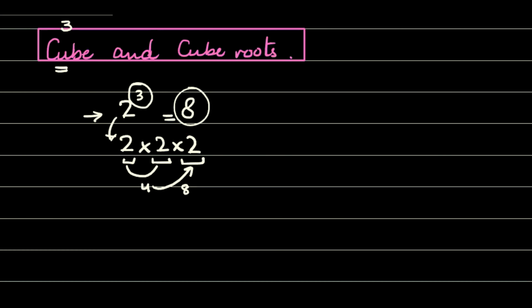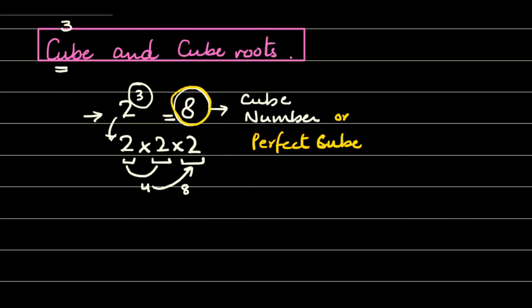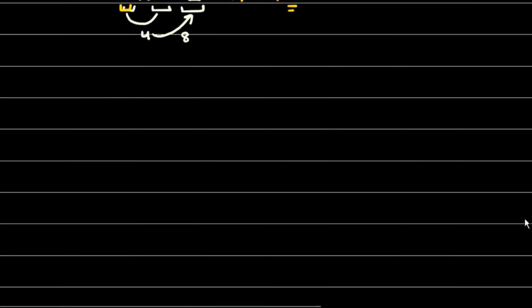And that 8 is basically a cube number. You can also say it is called a perfect cube. So it has two names. The number we are getting after multiplying the number by itself has two names: a cube number, or a perfect cube. Clear? Okay. Let's take another example, and that is 5.